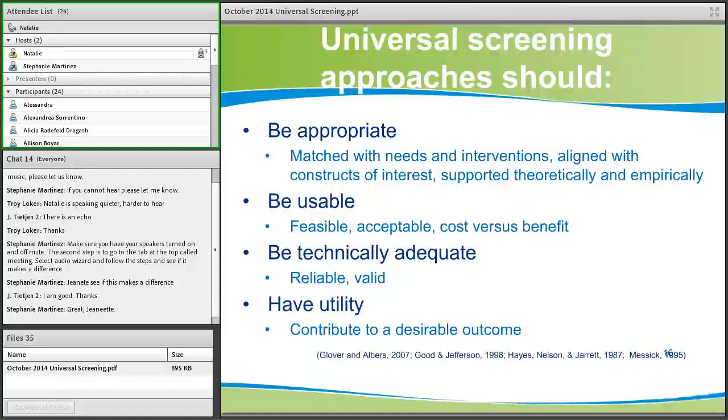And when selecting universal screening measures, we want to make sure that they're appropriate, so really matched to the needs of our students and the context of our schools. They need to be usable, so thinking about things such as the cost, how feasible is it to implement these measures, to collect the data, all of those different types of things. And then, of course, the technical adequacy. Is the instrument reliable and valid? And then finally, does the universal screener have utility? Right? So we're always asking the question of, is the data that we're looking at contributing to us doing a better job in supporting our students to have the positive outcomes that we're hoping for?